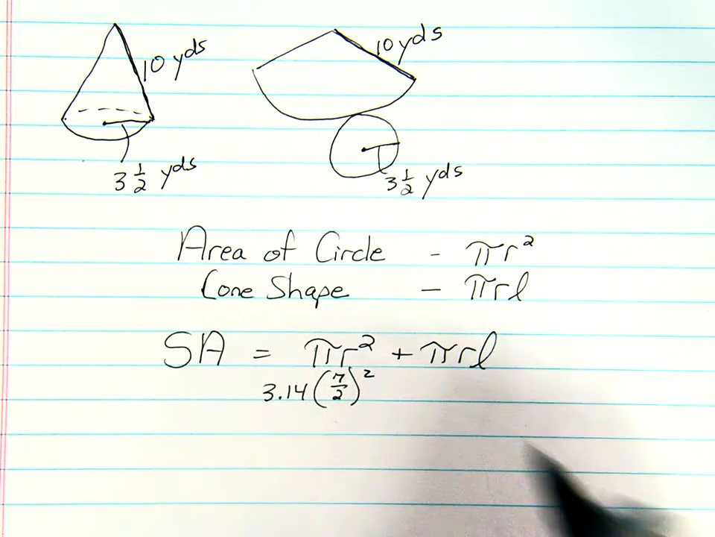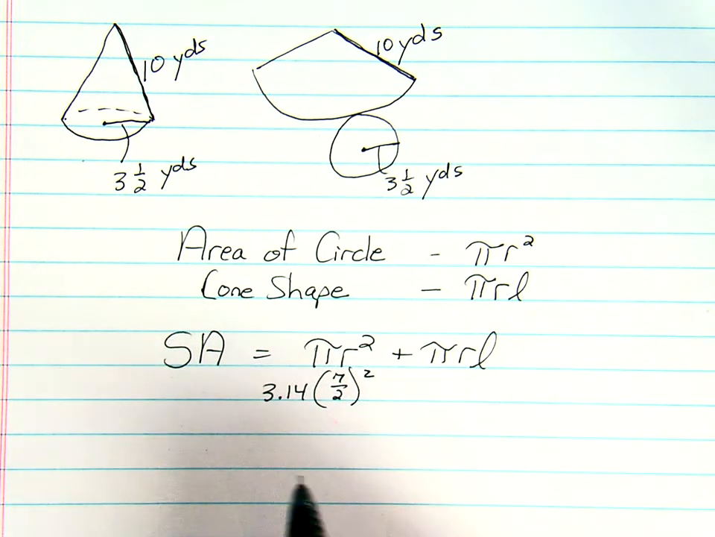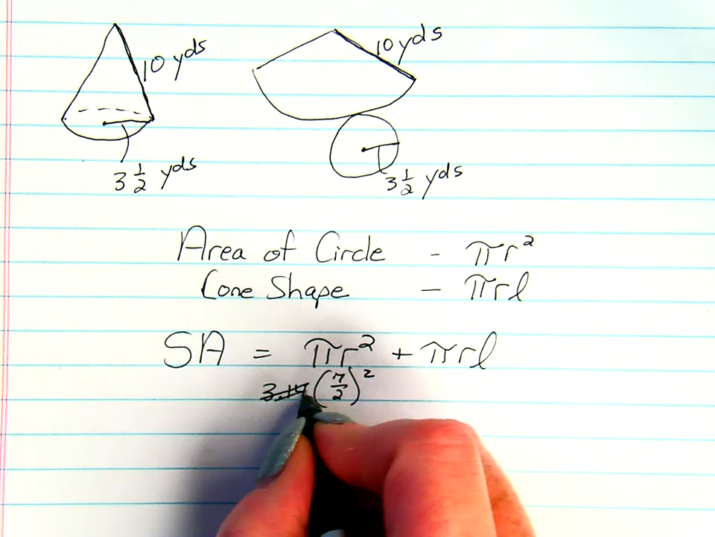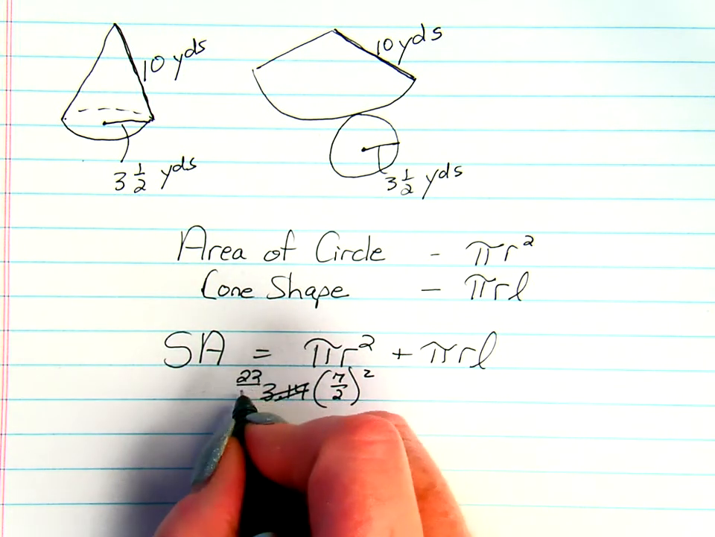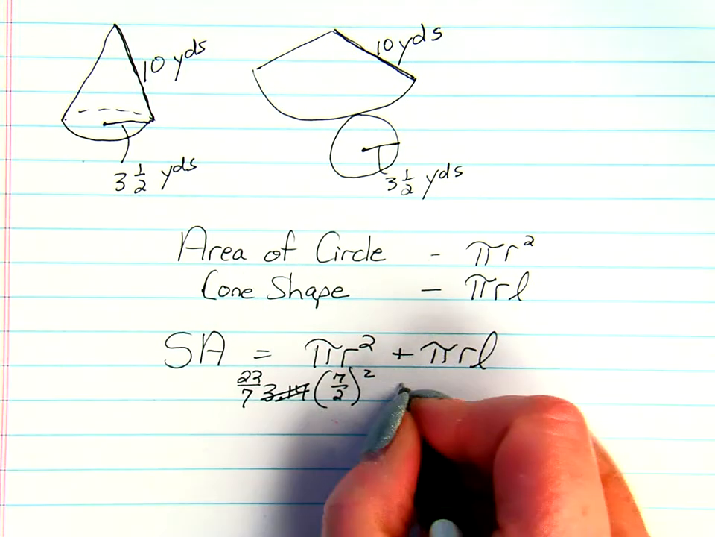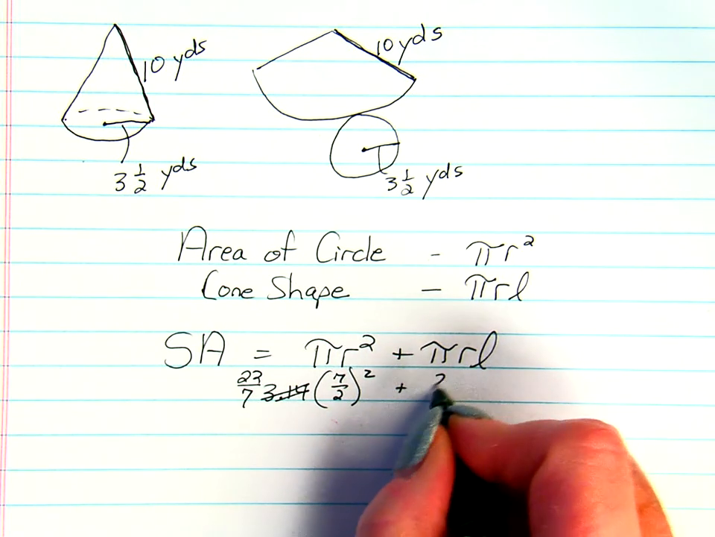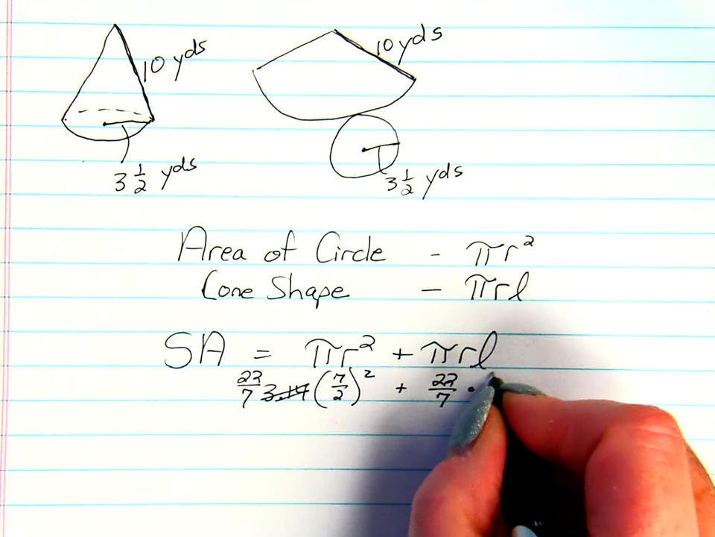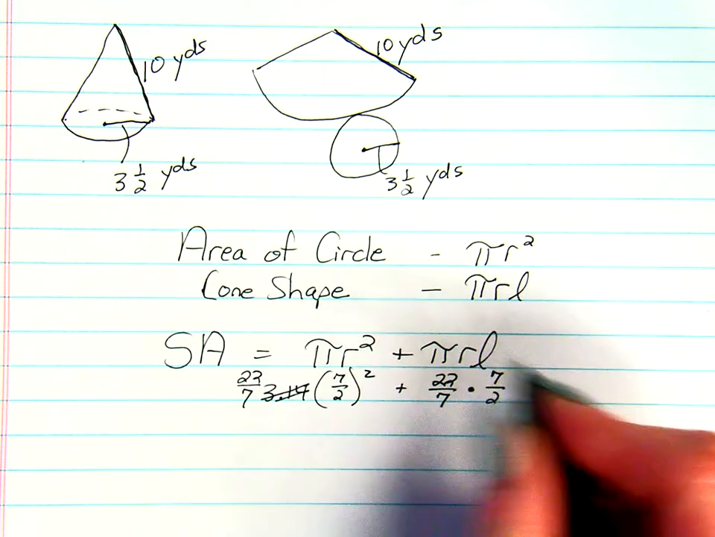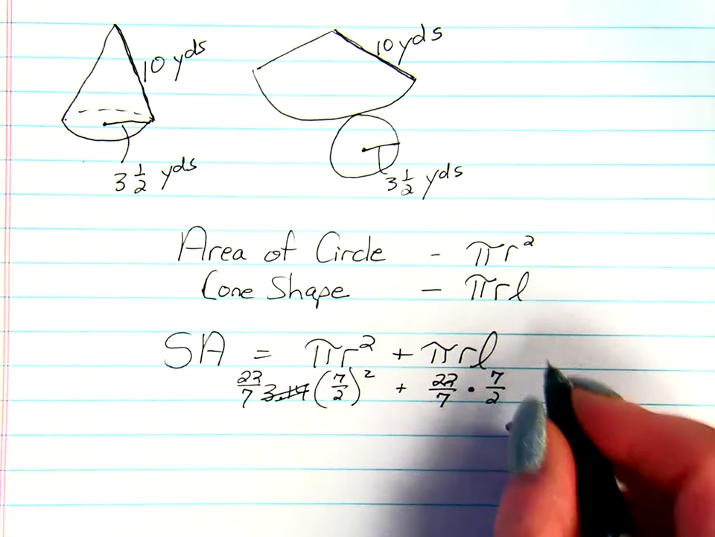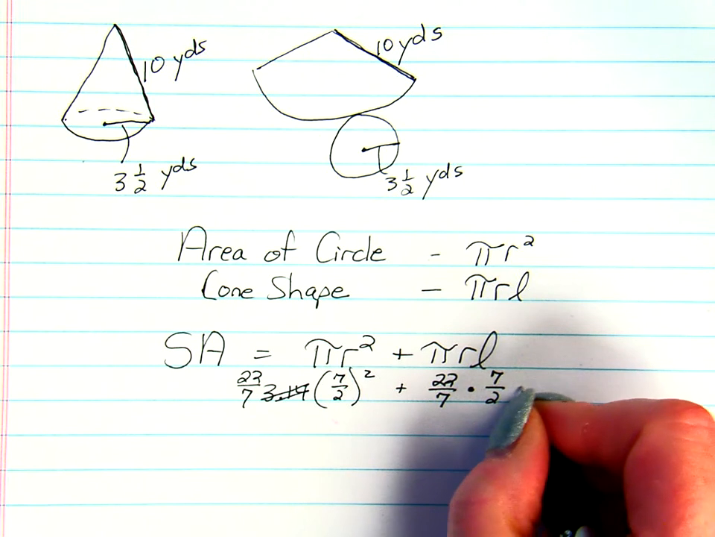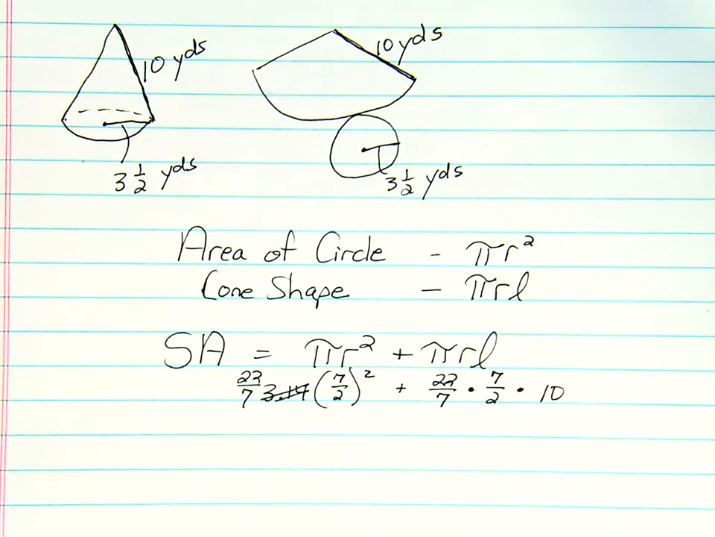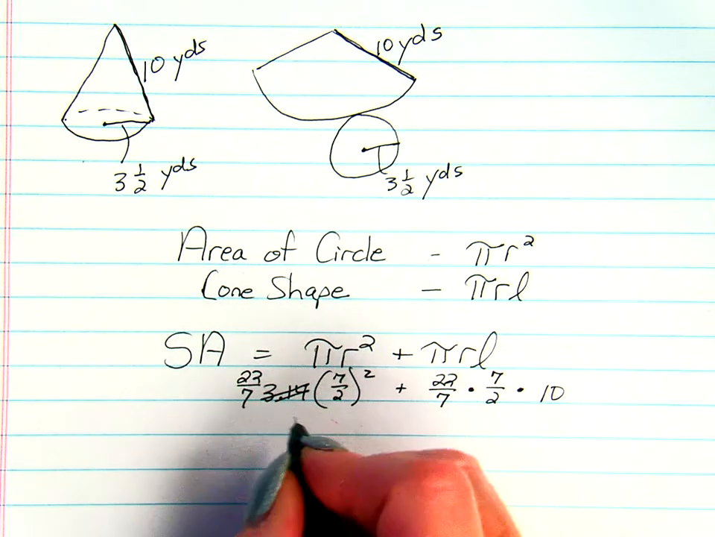Although we're in decimals here, we could probably use 22/7 in this case. Let's go ahead and use the 22/7 instead and see how that works for us. And then we've got pi, which is our 22/7 again, our radius, which we know is the 7/2, and our lateral height, our slant height, which is 10. Okay. So yeah, this makes way more sense to me.